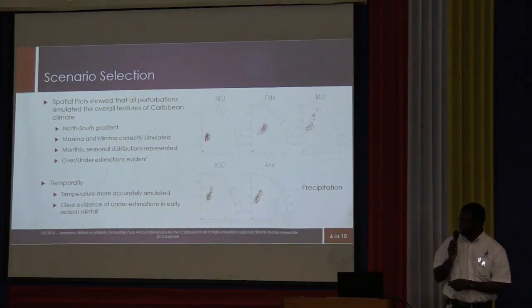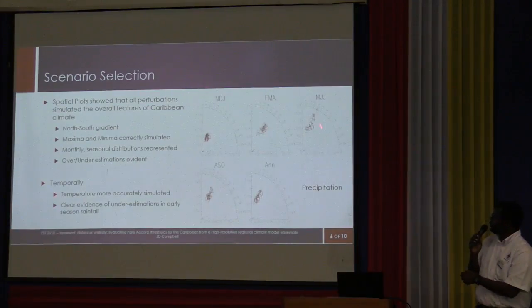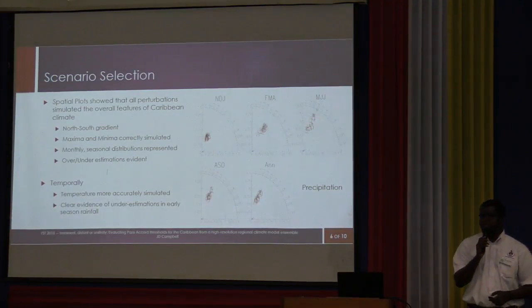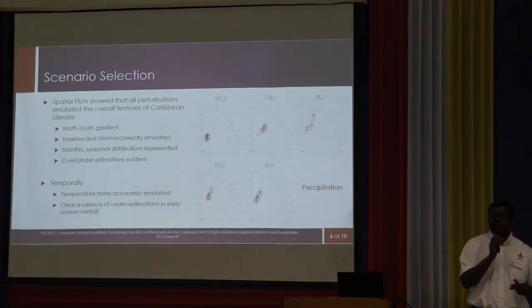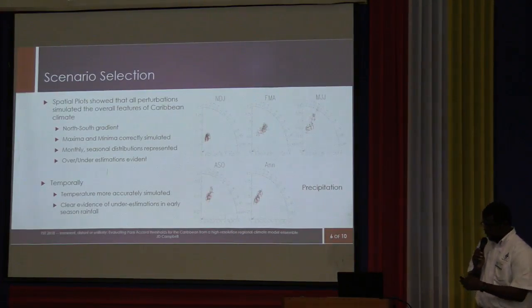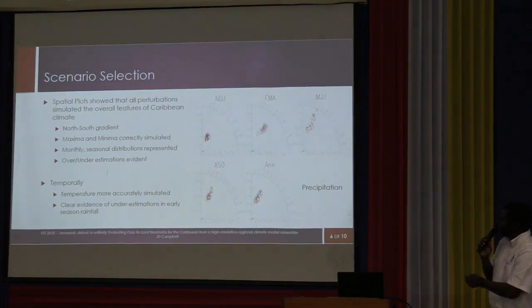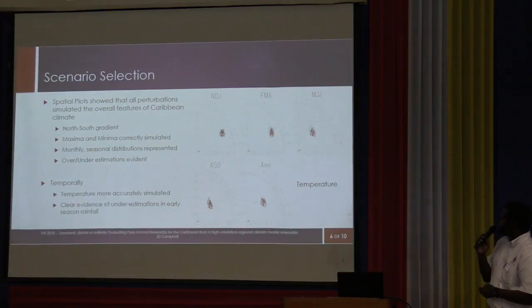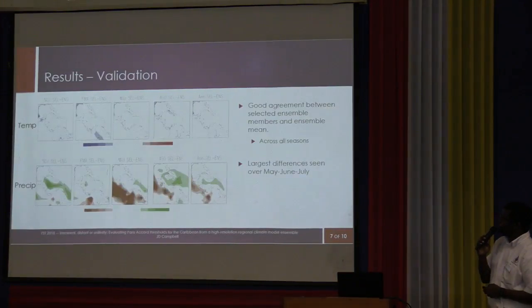Right, looking at precip now, we're looking at some Taylor diagrams, and it's just showing you, this is model versus observed. It's showing you that all the 17 realizations are not the same, and there's a spread. And we tried to come up with a metric of selection. And within that, we did the same thing for temperature, and then we came up with our subset.